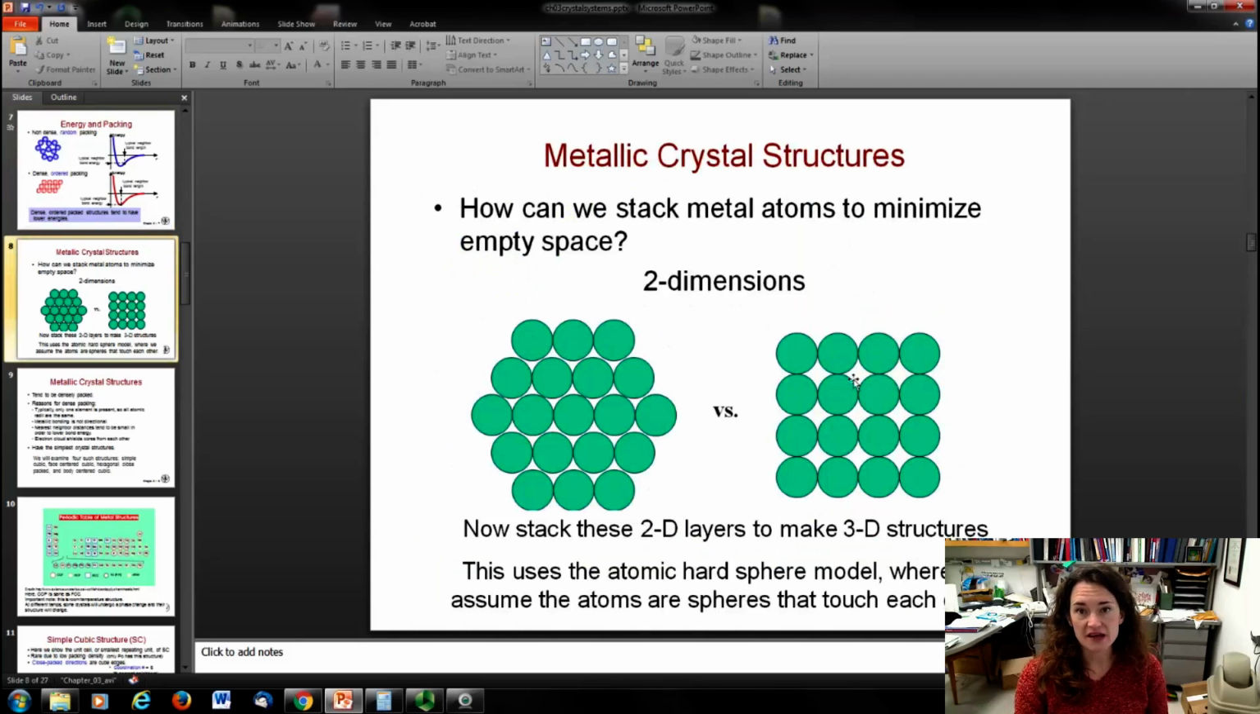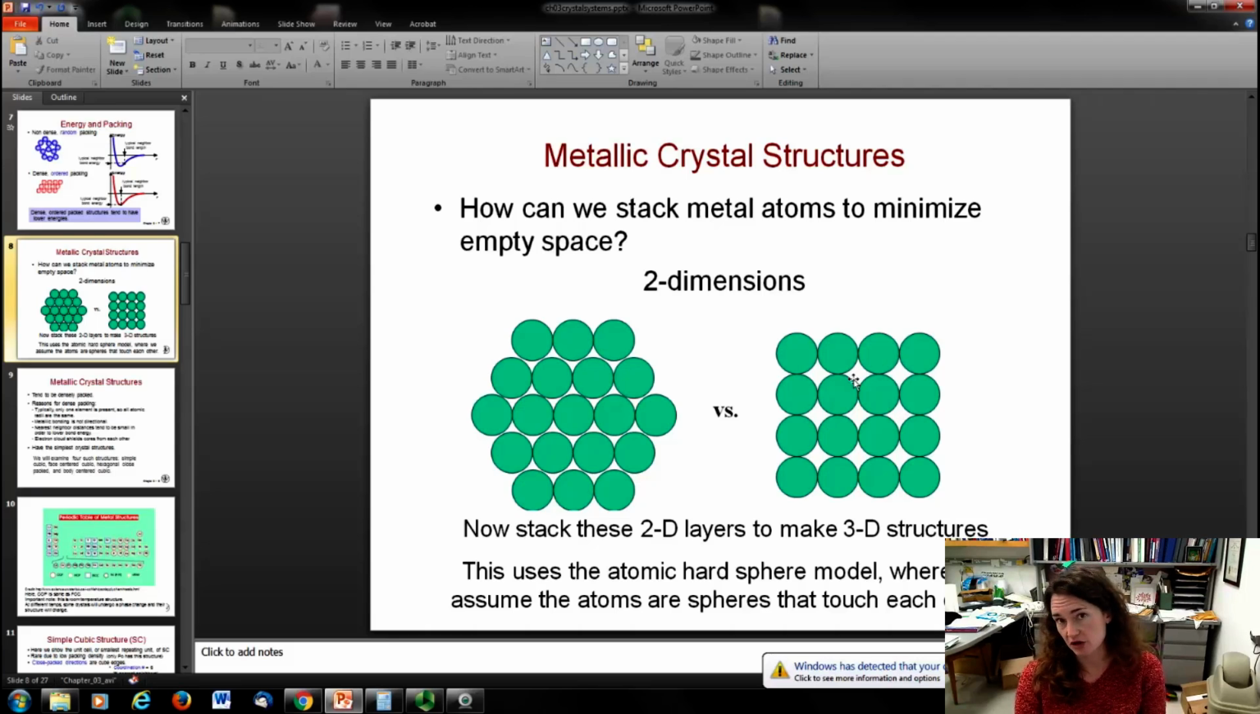Now, how do you stack metal atoms to minimize empty space? What we're going to do is we're going to use the hard sphere model, where we assume that the atoms are basically perfect spheres that touch each other. Now, of course, this is a model with many flaws, but it does work pretty well for describing the metal structures that you'll see in the hexagonal close packed, face-centered cubic, body-centered cubic. It explains those structures very well.